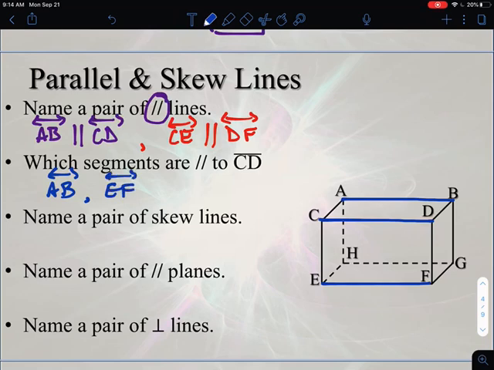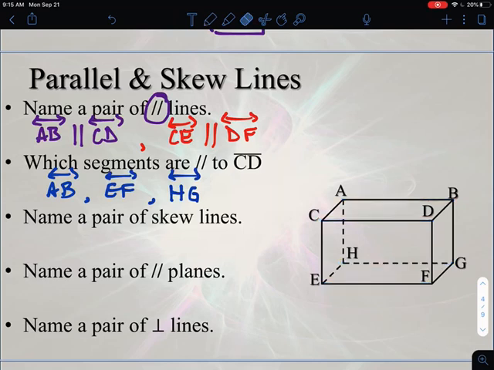And then one that's a little bit trickier, but it's still going in the exact same direction as CD. Anything going left to right, like this one way back in the bottom corner here, HG. Even though HG is not directly connected to CD, it's going the exact same direction from left to right, so it is also parallel to line CD. HG would be a third line parallel to CD. So be aware that even if they're not directly connected, they're still parallel if they're going exactly the same direction.